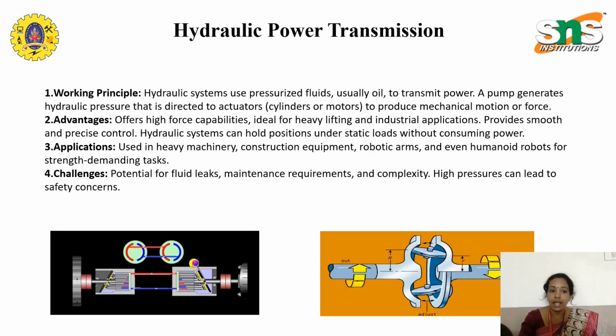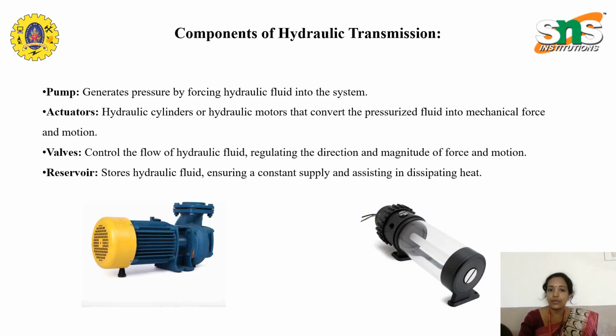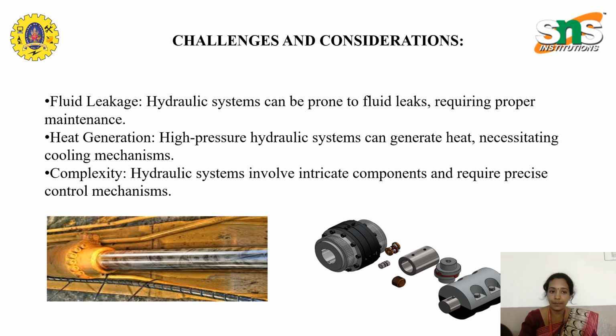So the next one is the hydraulic power transmission system. This hydraulic system uses pressurized fluids, usually oil, to transmit the power. The main important advantage of this is providing high force capacity, ideal for heavy lifting, and it can also be used in industrial applications. The components of hydraulic transmission involve pumps, actuators, valves, and reservoirs.